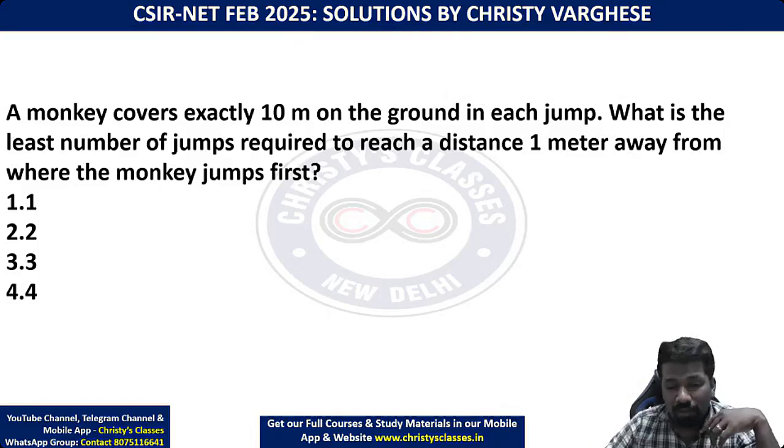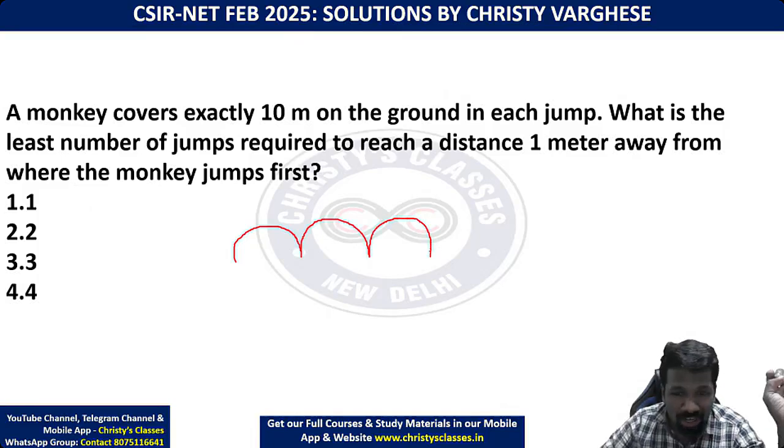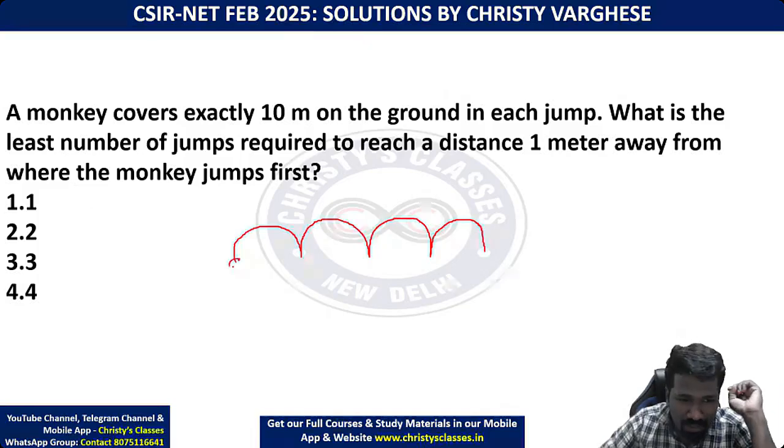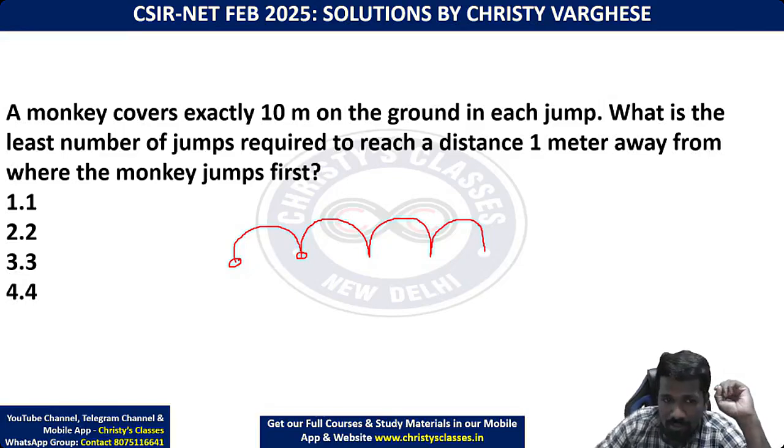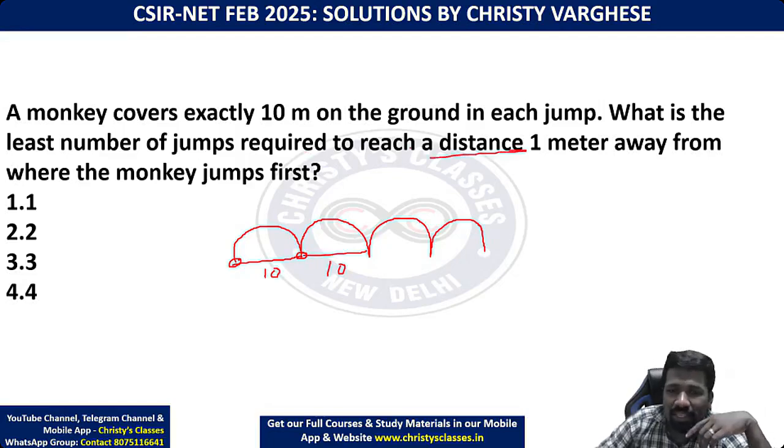Okay, so the meaning of the question is, a monkey covers exactly 10 meters on the ground in each jump. So one jump means 10 meters, another jump means 10 meters. Jump, not crawling like a snake. It is a monkey jumping. Jumping means here, if it starts, it touches the ground only here. In between, it will not touch. Each jump is 10 meters. What is the least number of jumps required to reach a distance, not cross a distance?